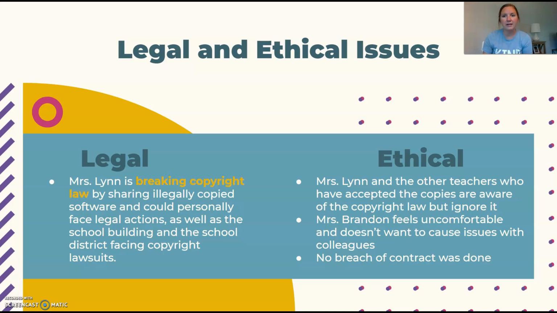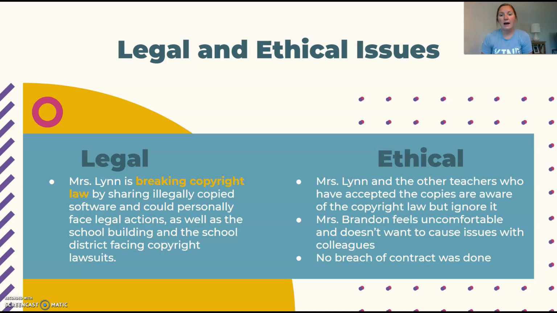So looking at the legal and ethical issues here, very bluntly, legally, she is breaking copyright laws. She is illegally copying software that was bought for just one computer or that one classroom and is now handing it out to however many teachers in our building. Because of this, she could face legal action. Not only Mrs. Lynn herself, but the school or the district could face those lawsuits.